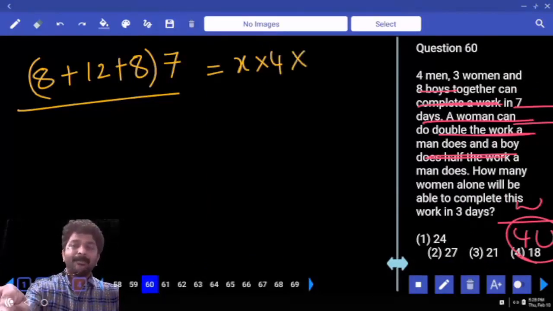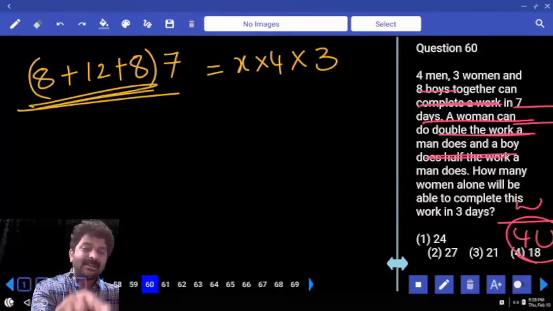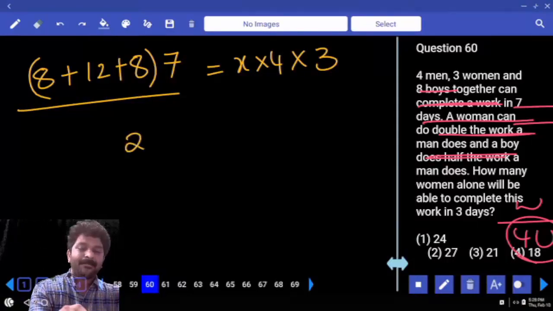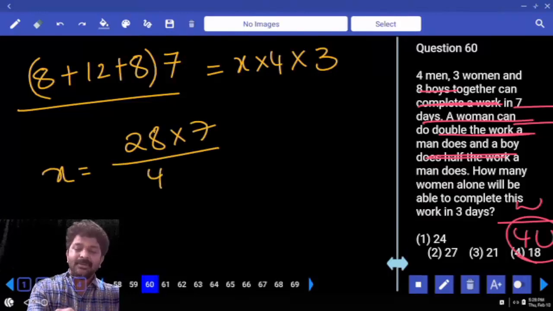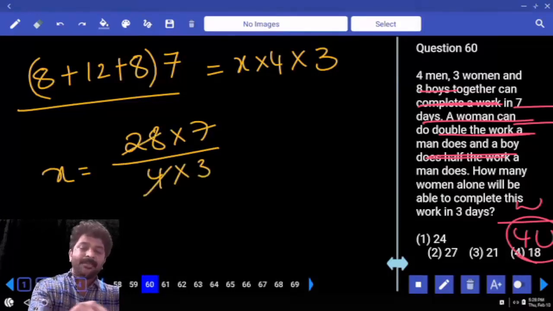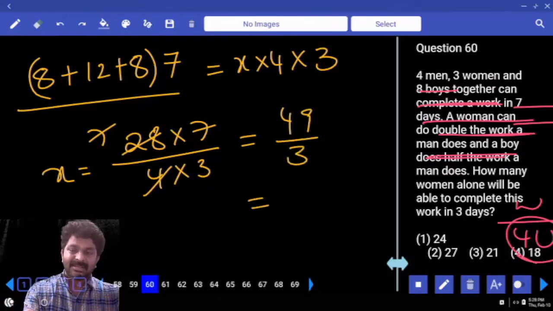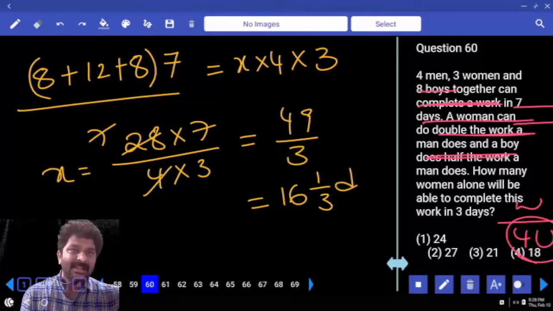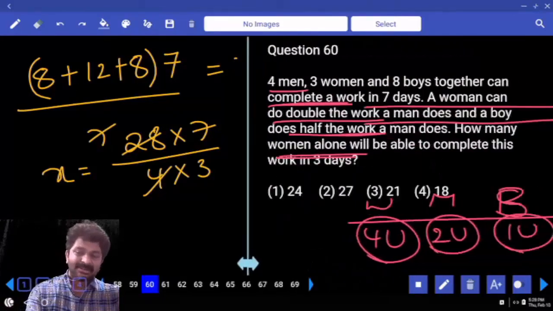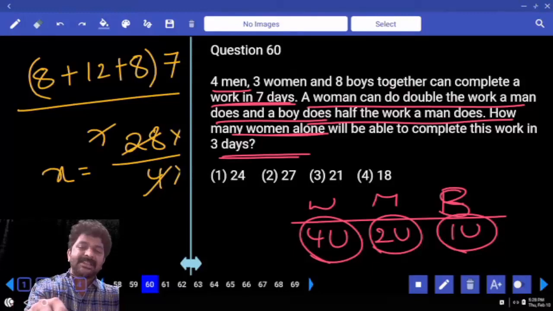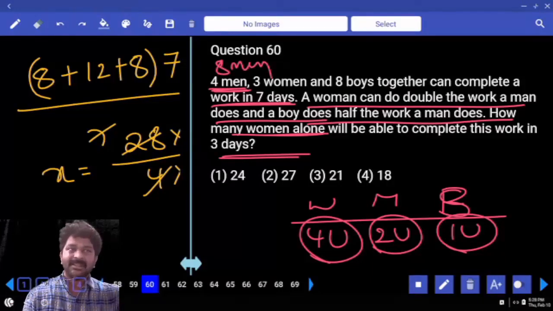And they need to complete this work in how many days? 3 days. So number inside bracket, that is 28 only, into 7. Then X value is equal to that divided by 4 into 3, only 7 times. 7 into 7, 49 by 3. That is equal to 16 1 by 3. With actual data, answer must be 16 1 by 3. But that is not there. To get the answer, in place of 4 men, you should have 8 men. Then you will get the answer.